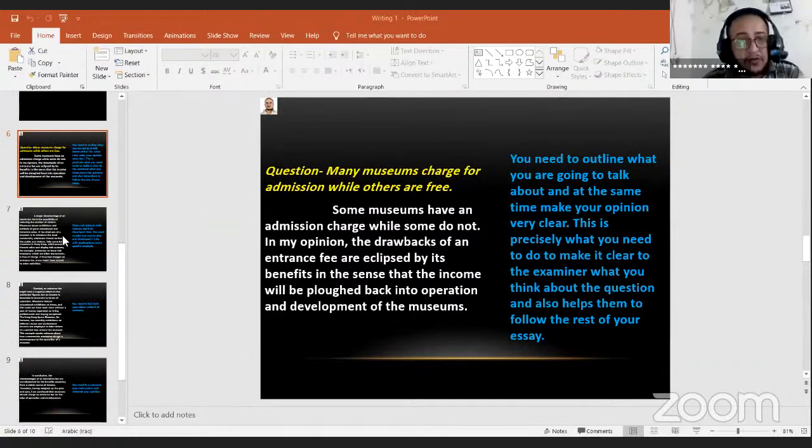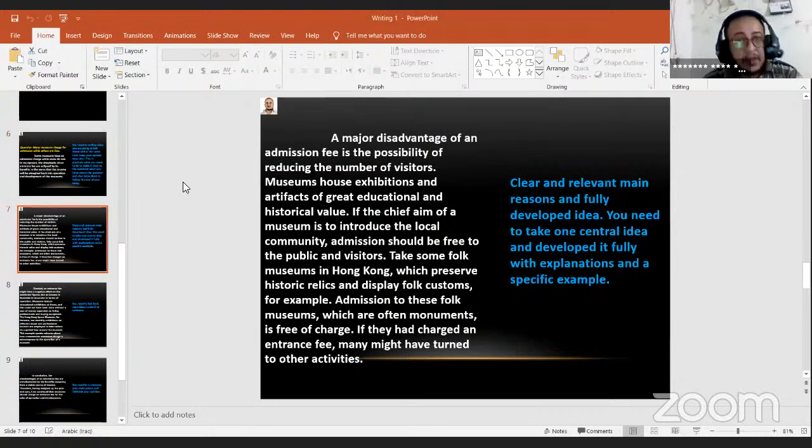Let's come to the body to explain it. A major disadvantage of an admission fee is the possibility of reducing the number of visitors. How to write the body paragraph? The first thing to do is that you start with the heading, which we also call the topic sentence, which you may also say is the main sentence of the body, the first one. A major disadvantage of an admission fee is the possibility of reducing the number of visitors. That's the head sentence of the body.